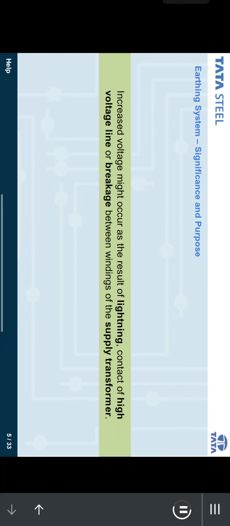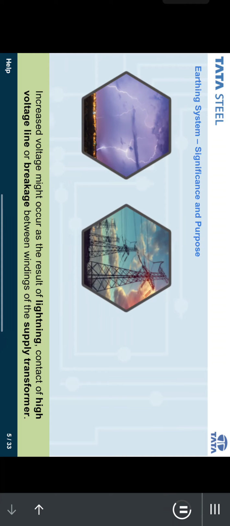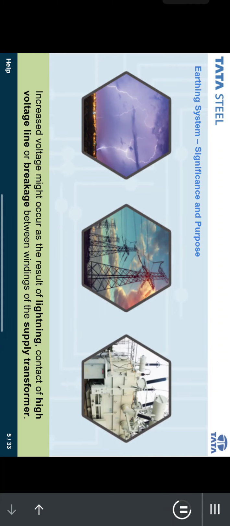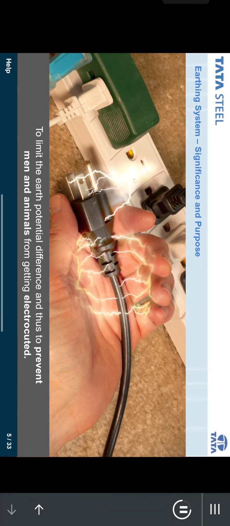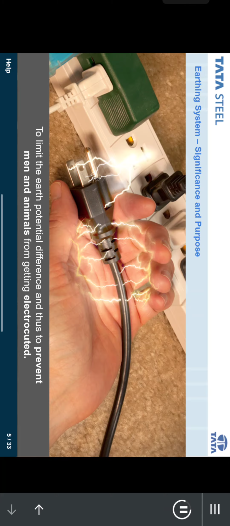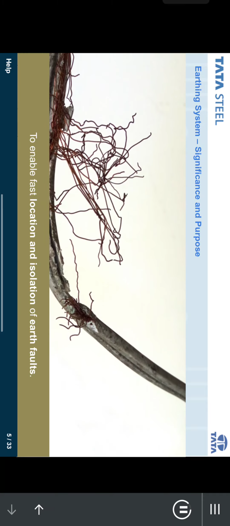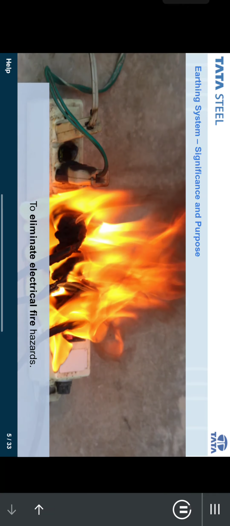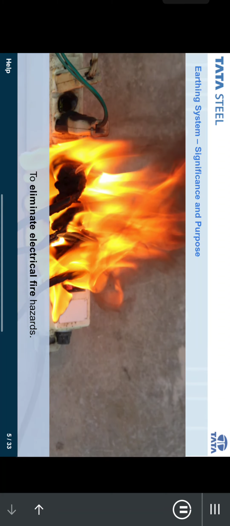Such increased voltage might occur as the result of lightning, contact of high voltage line, or breakage between windings of supply transformer. Earthing also limits the earth potential difference and thus prevents men and animals from getting electrocuted. It also enables fast location and isolation of earth faults and helps to eliminate electrical fire hazards. Let us move on to the next topic.